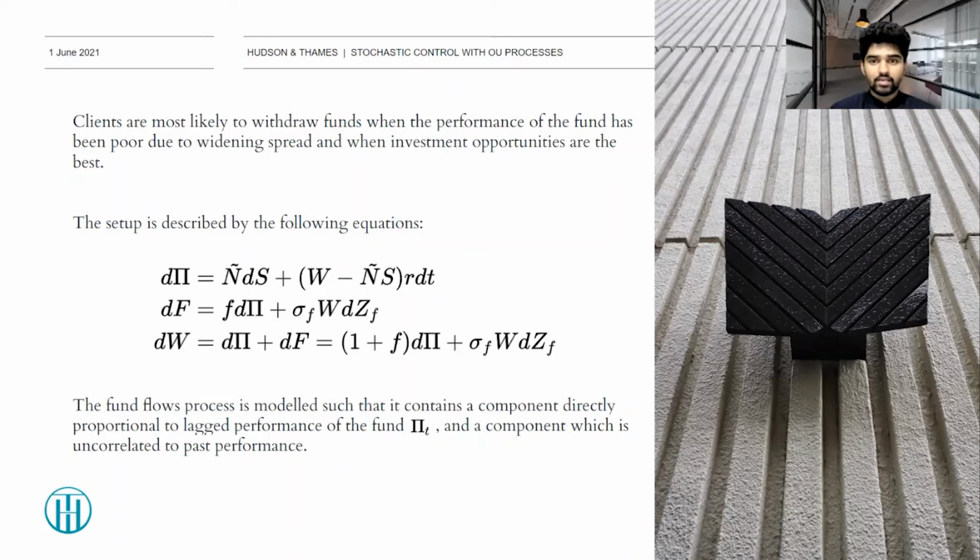So in order to understand the effects of fund flows on the model, the authors introduced a fund flows process denoted by capital F, which is shown here. And here capital Pi denotes the past performance of the fund. We can see that capital F is modeled such that it is directly proportional to the past performance of the fund. And there is another term here which is uncorrelated to the past performance of the fund.